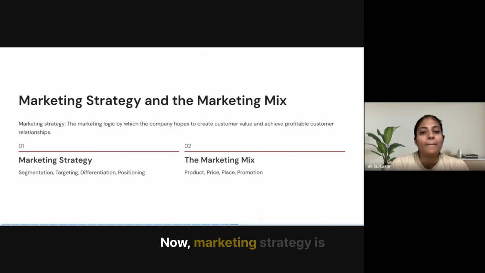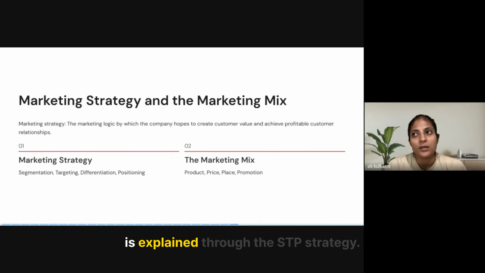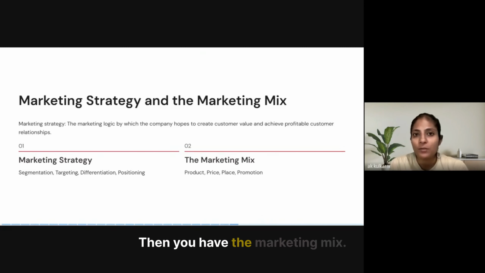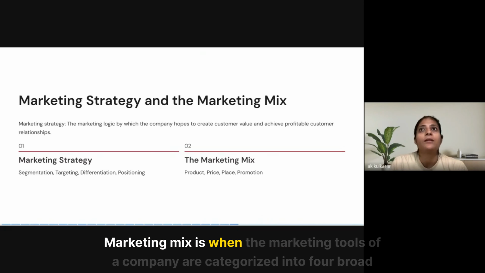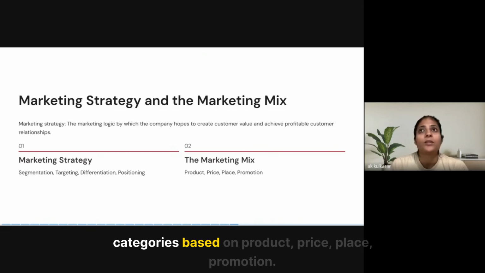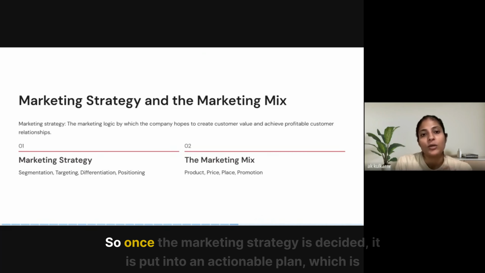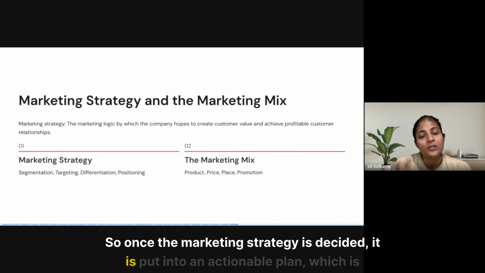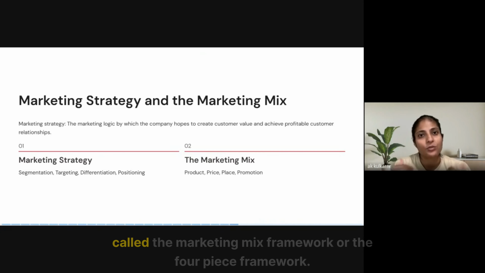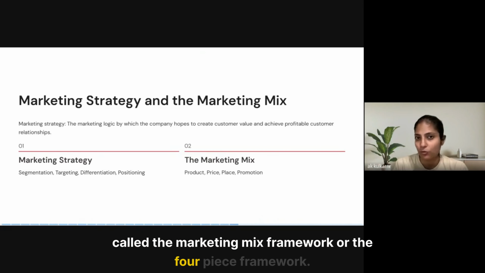Correct. Now, marketing strategy is explained through the STP strategy. So we will talk about it. Then you have the marketing mix. Marketing mix is when the marketing tools of a company are categorized into four broad categories based on product, price, place, promotion. That is known as the marketing mix. So it is the plan which will be executed to support the marketing strategy. So once the marketing strategy is decided, it is put into an actionable plan, which is called the marketing mix framework or the 4Ps framework.